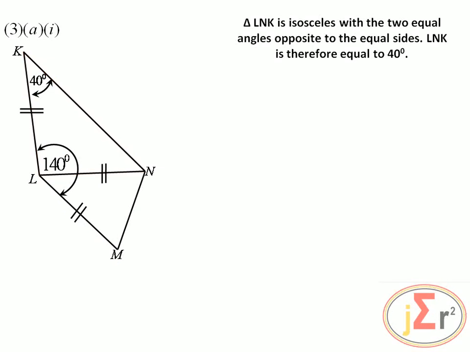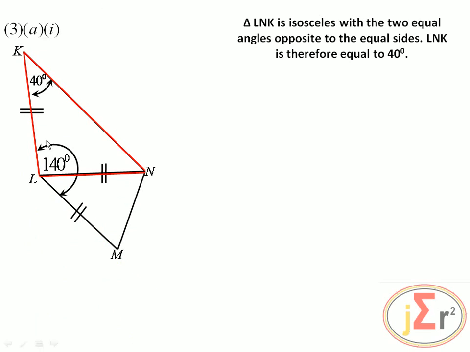Angle LNK. The middle letter is where the angle is located. So if we are going to find LNK, then the angle is located at N. So that is the angle that we want to find.